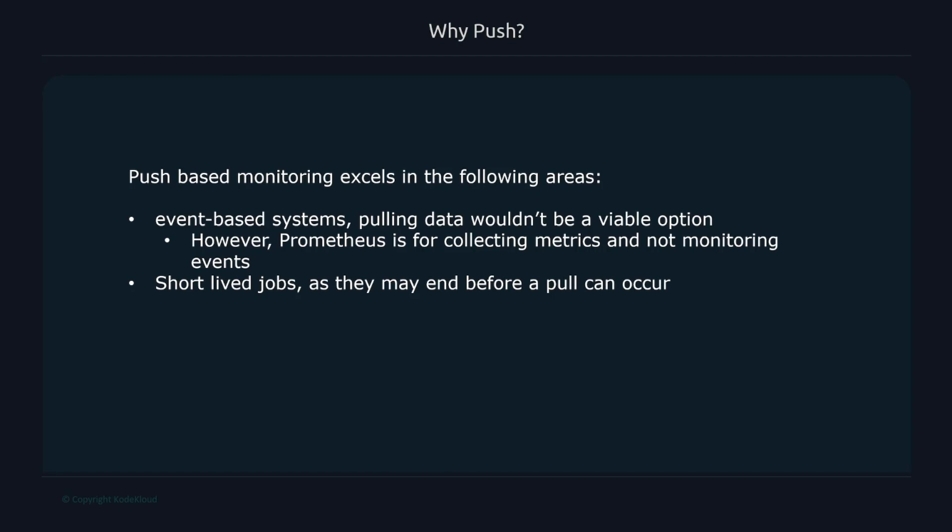Short-lived jobs are also an issue, because if you're using a pull model and the short-lived job doesn't last long enough for the next pull or scrape, then you'll miss out on it. But this can be fixed with a feature called Prometheus's Pushgateway, which can handle this situation.